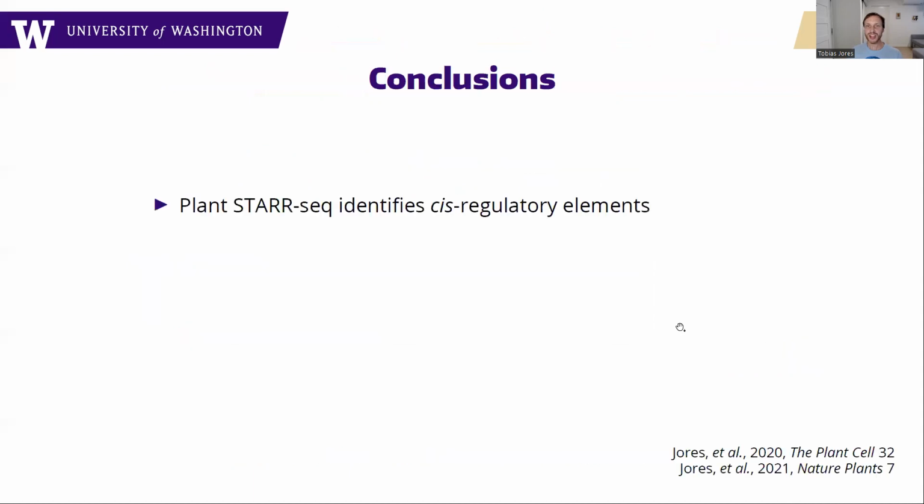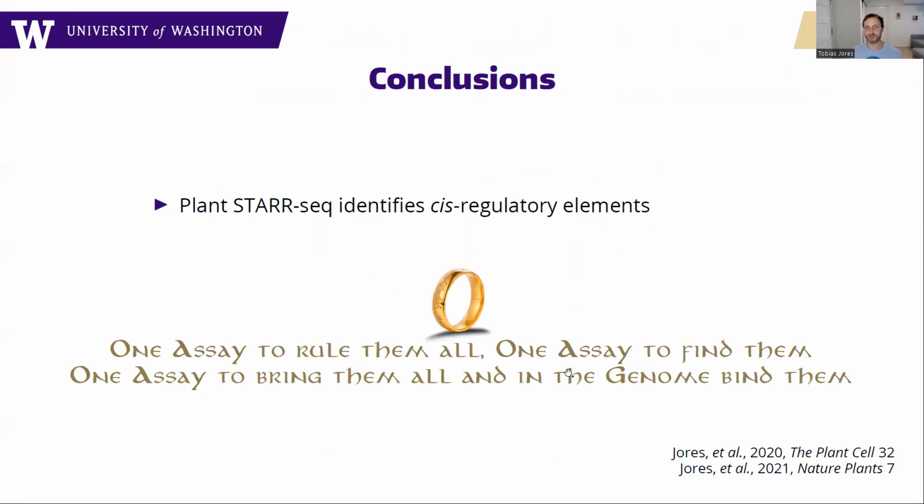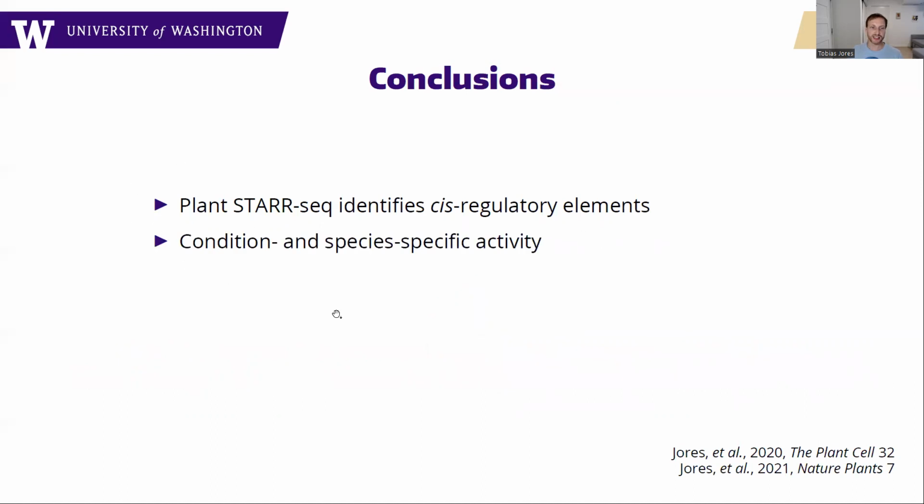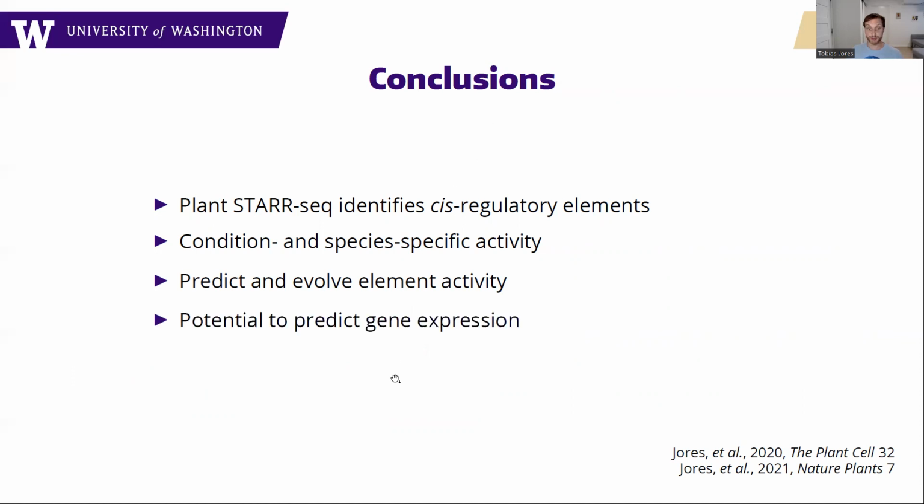And so to sum up, what I just showed you is that I've established this plant STARR-seq assay that can identify cis-regulatory elements. And it actually works across many different cis-regulatory elements. And so we are now seeing it as the one assay to find and also to characterize all cis-regulatory elements in a plant genome. We could show that this assay is sensitive enough to detect both condition- and species-specific activity, and it generates a wealth of data that's ideally suited to both predict but also evolve the activity of those elements, at least individually.